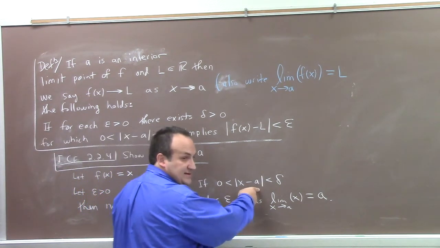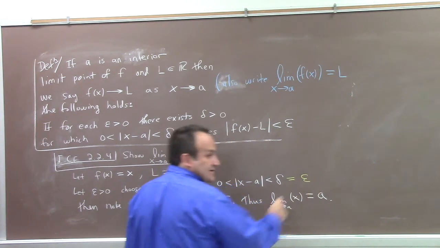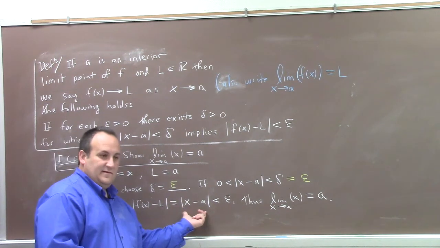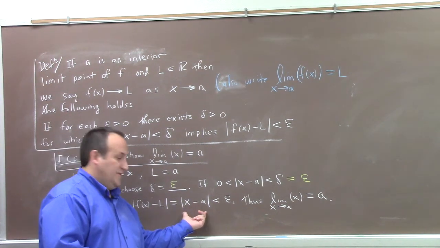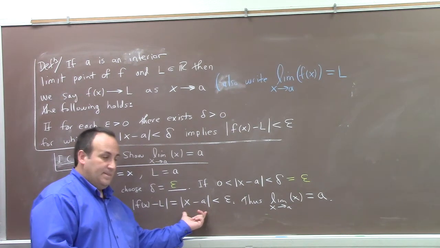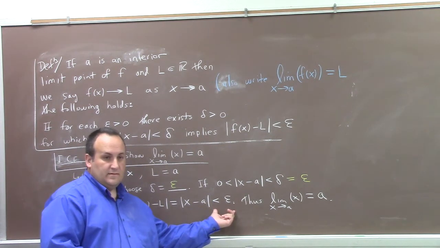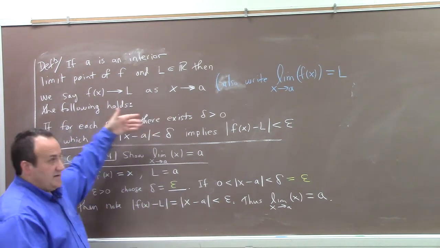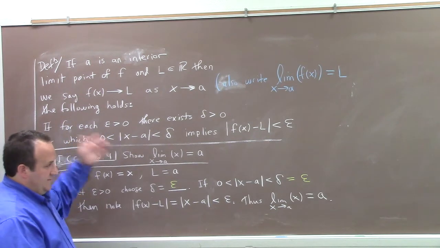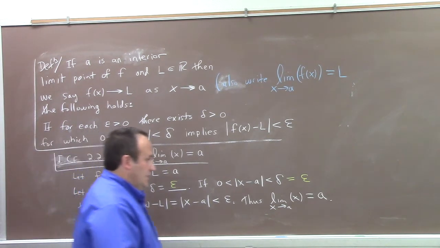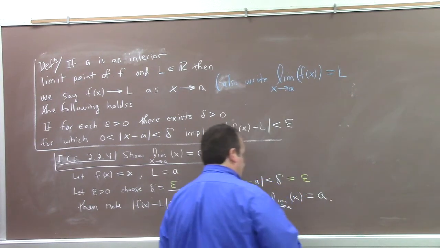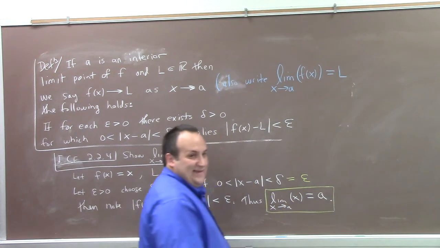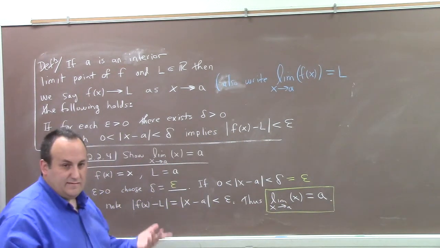minus a is less than delta, and delta is equal to epsilon, what does that tell us? That tells us that absolute value of f of x minus L, which is equal to absolute value of x minus a, is less than epsilon. And that's all I need to prove, that's what it means to prove that the limit as x goes to a of f of x is equal to L. So that proves it. So anyway, there you go. Here's your first limit law. Woohoo! The limit as x goes to a of x is just a.